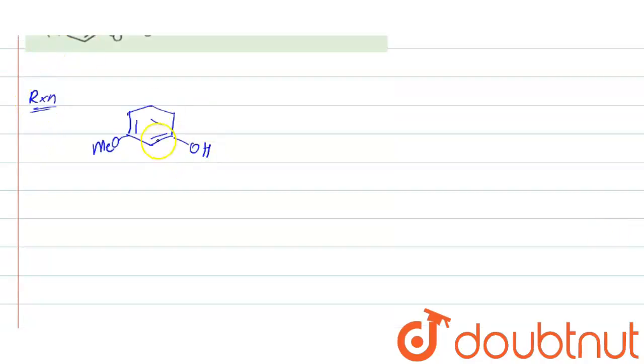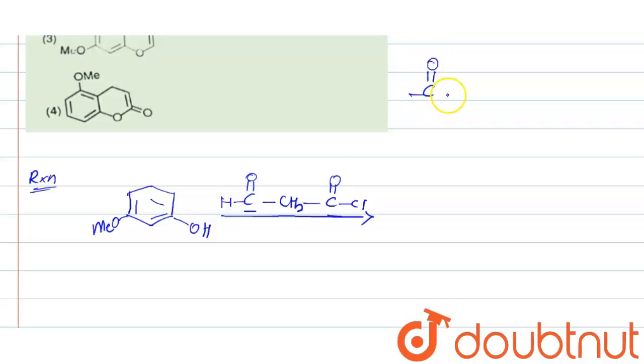So let us complete this reaction first. This is the given reactant, that is, to a benzene ring, hydroxyl group is attached and methoxy group is attached. And when it is treated with OHC-CH2-COCl, what happens? The nucleophile will attack on electron deficient carbon atom here. In this given reagent, we can see two carbonyl centers are present. In carbonyl group, oxygen is more electronegative than carbon, so it will acquire partial negative charge, whereas carbonyl carbon will acquire partial positive charge.